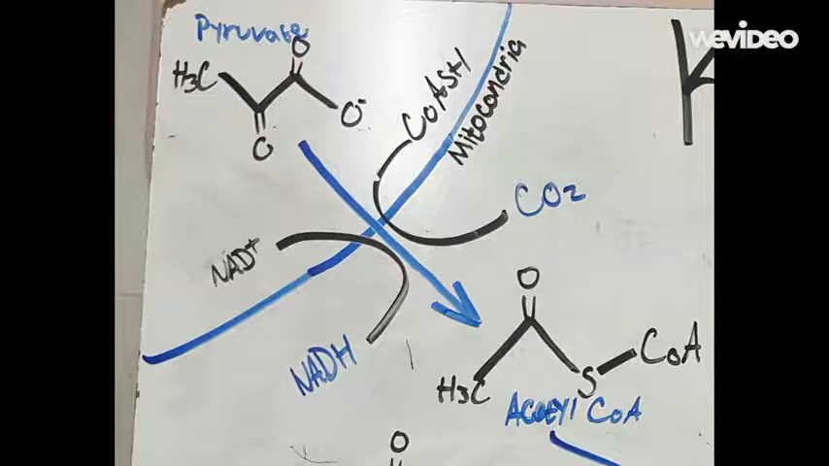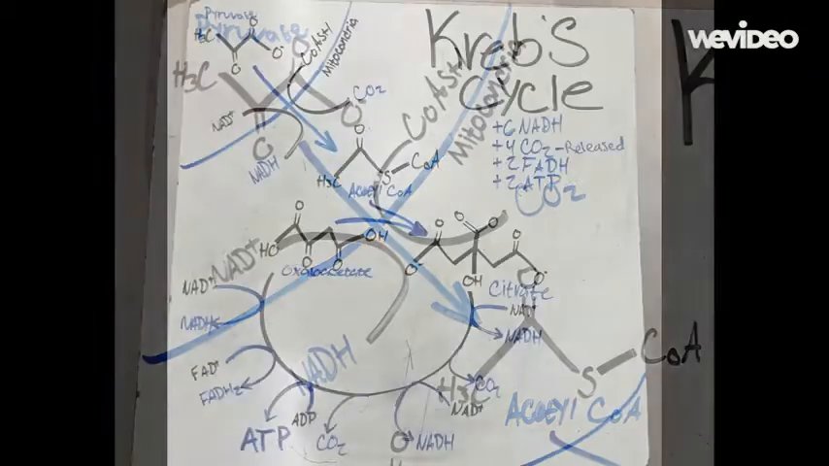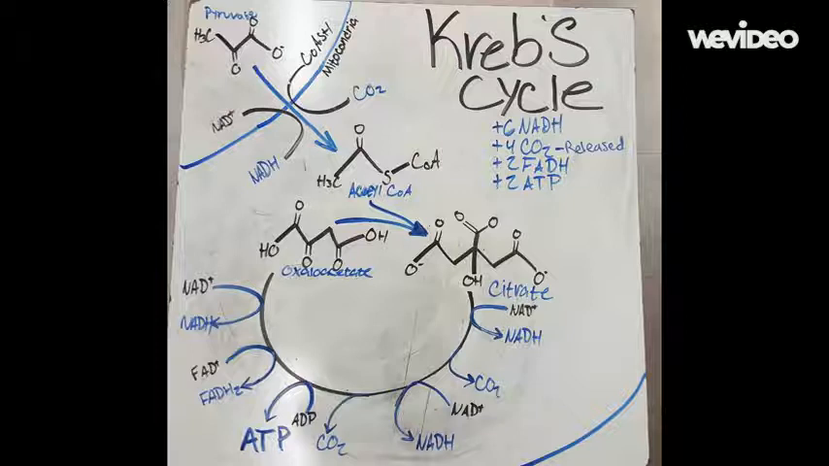In addition, carbon dioxide is lost and allows the 3-carbon molecule pyruvate to turn into a 2-carbon molecule known as acetyl-CoA. Acetyl-CoA will then bind with a 4-carbon molecule known as oxaloacetate, which starts the Krebs cycle and allows a 6-carbon molecule, also known as citrate, to be produced.